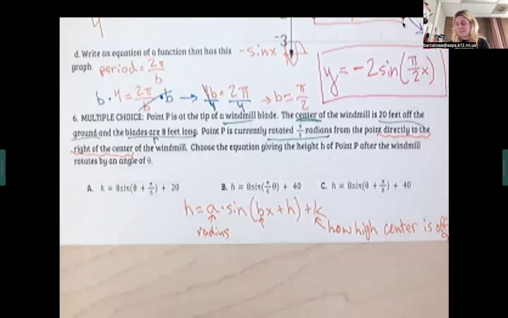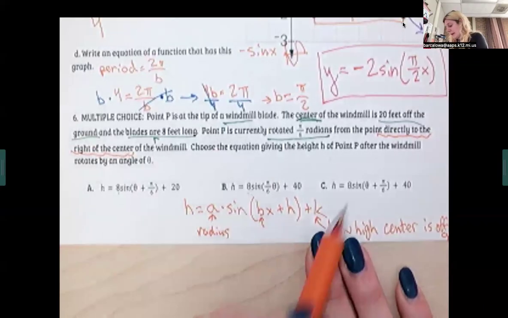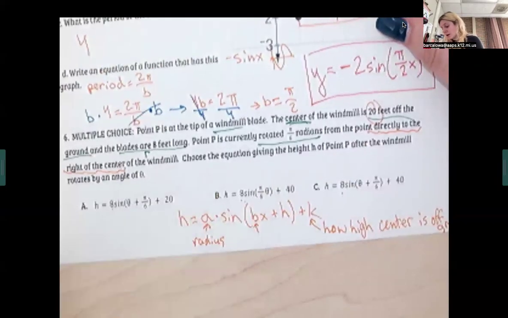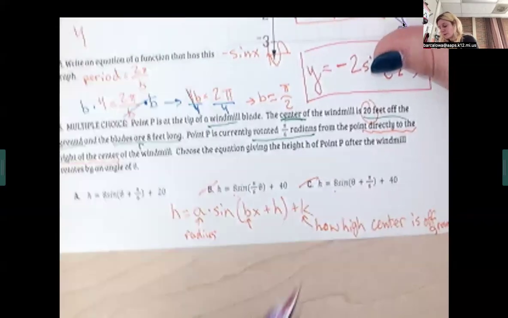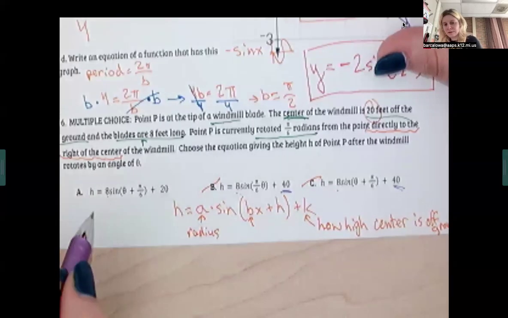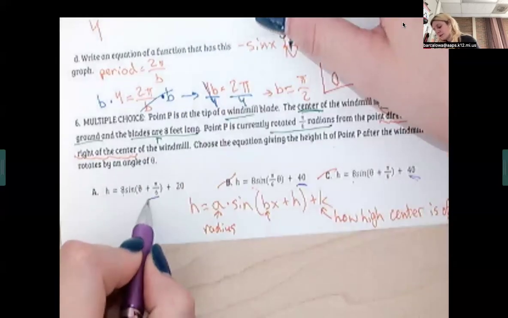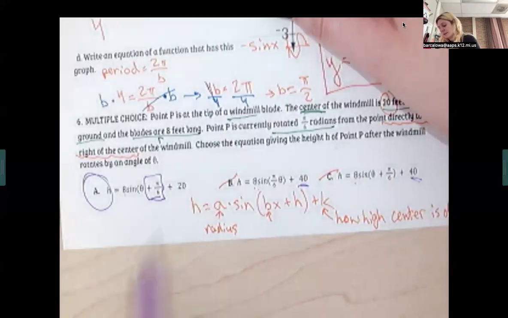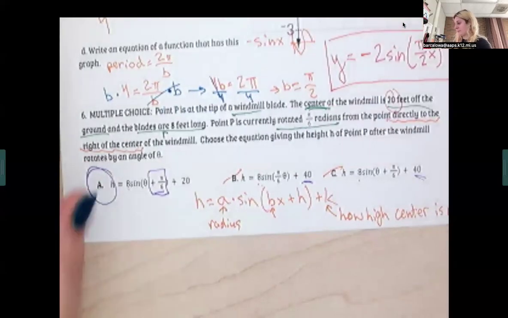So, looking at that, our radius is 8, so all of these have a radius of 8. That's good. I'm 20 feet off the ground, so automatically I can eliminate these two, right? These ones show windmills that are 40 feet above the ground. Okay, but let's check some of the other stuff to make sure. Okay, 20 feet off the ground. This is how we communicate starting at an angle that's not 0, plus pi over 6. That means I've been rotated pi over 6 radians from my starting point.